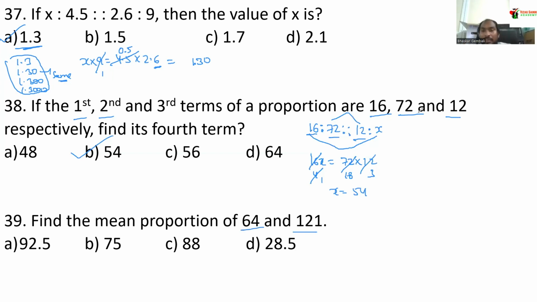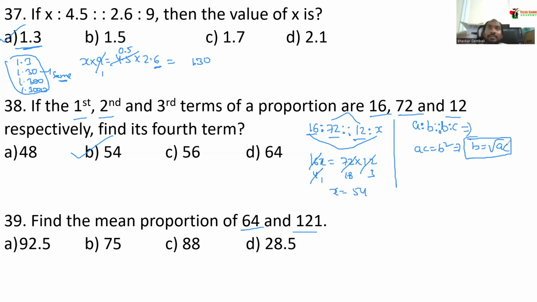Answer is 54. Next, find the mean proportion of 64 and 121. Mean proportion. Sometimes they will say 3 quantities are in proportion. Whenever they say 3 quantities are in proportion, we take the middle one as 2 times. A is to B as B is to C. Then product of extremes equal to product of means. AC equal to B square. From this B equal to root AC. This is called the mean proportion.